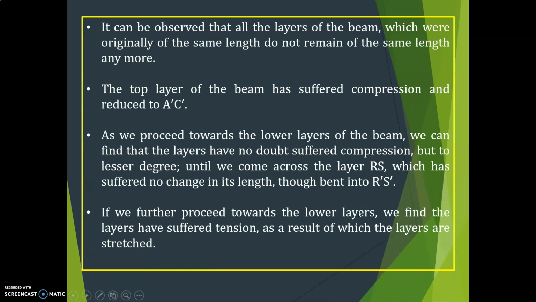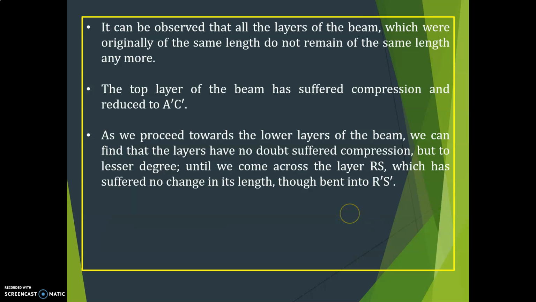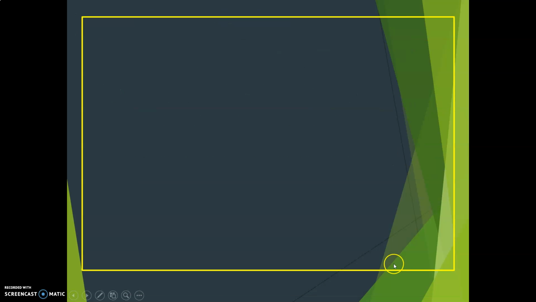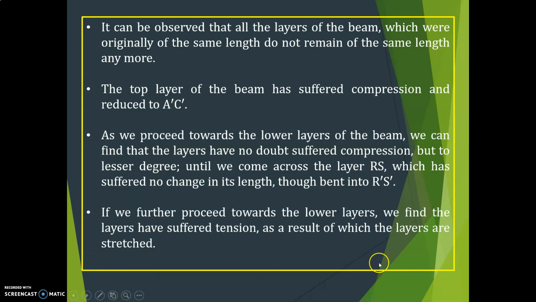If we further proceed towards the lower layers, we find the layers have suffered tension, as a result of which they are stretched. There is an increase in length as you proceed towards the lower side. So the layer BD is stretched and changed to B dash D dash.